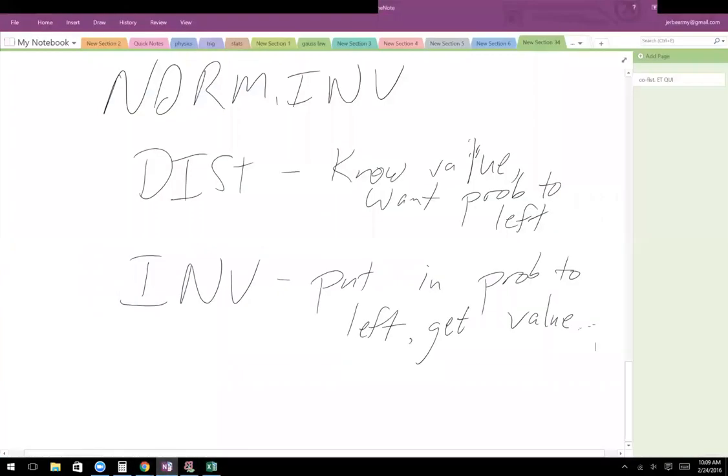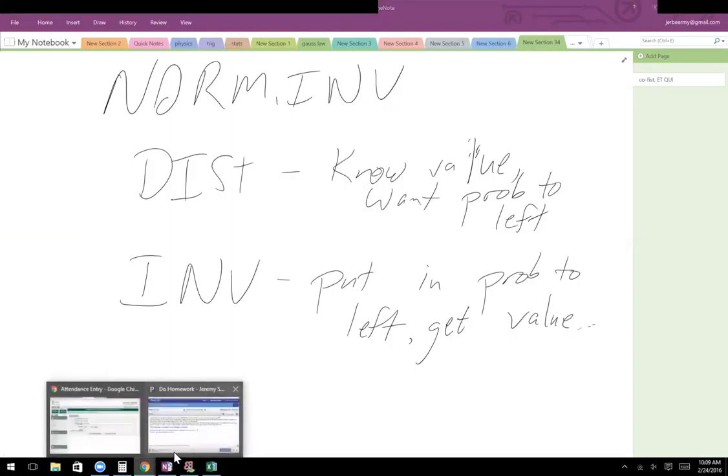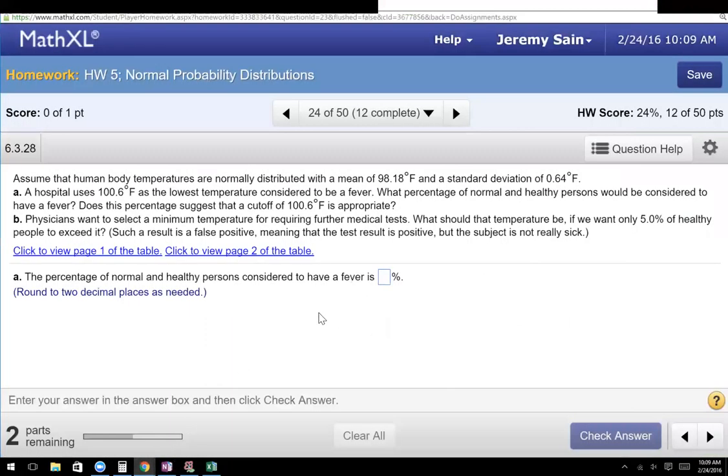Go back. So if you know a value and you want probability, use dist. And the other way around, if you know the probability and you want to get the value, that's when you use inverse. And this one's just like the last one. It says that we want to find the percentage of people that are 106 and up, right? When we actually use the function, it'll give us 100.6 and down. So we'll do 1 minus the fever.